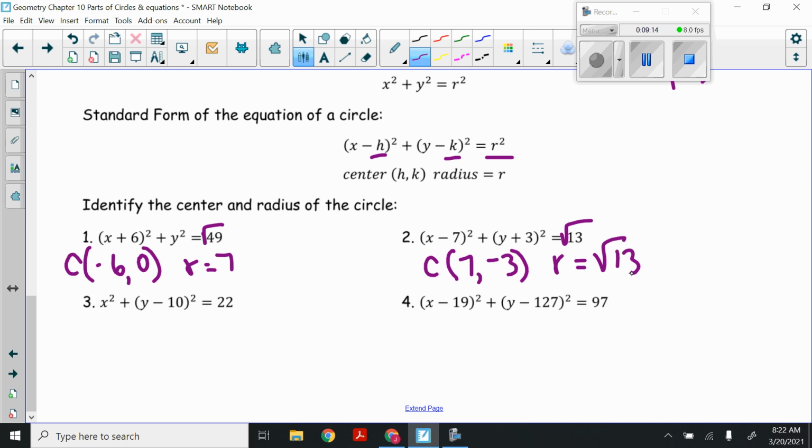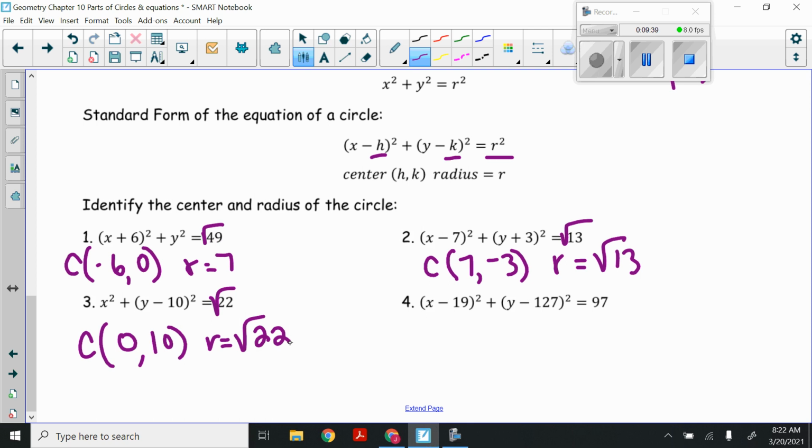Number 3, x squared plus y minus 10 quantity squared equals 22. My center, my x did not have any parentheses, so that's a 0. It's y minus 10, so that comes out as positive 10. My radius, I take the square root of 22. That is not a perfect square, and again, I cannot do factor tree on that. So my radius is just the square root of 22.